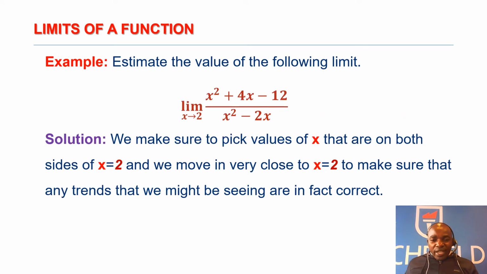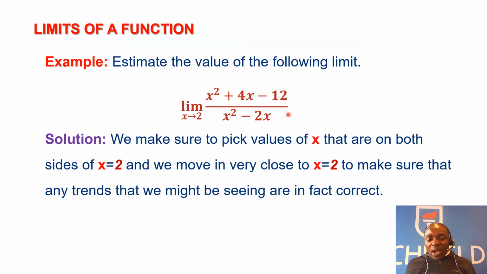Here we have an example for solving the limit. We have an equation saying estimate the value of the following limit, which is the limit of (x squared plus 4x minus 12) over (x squared minus 2x), where x approaches 2. When we want to find whether the limit exists for this expression, we need to find the value of y when we're approaching from both sides of this value of x, which is 2.